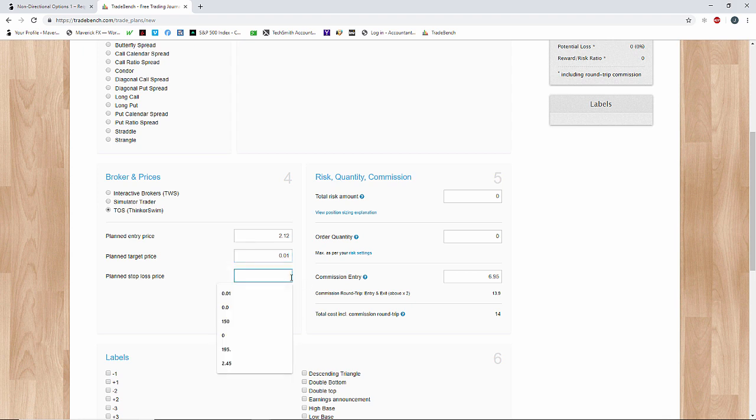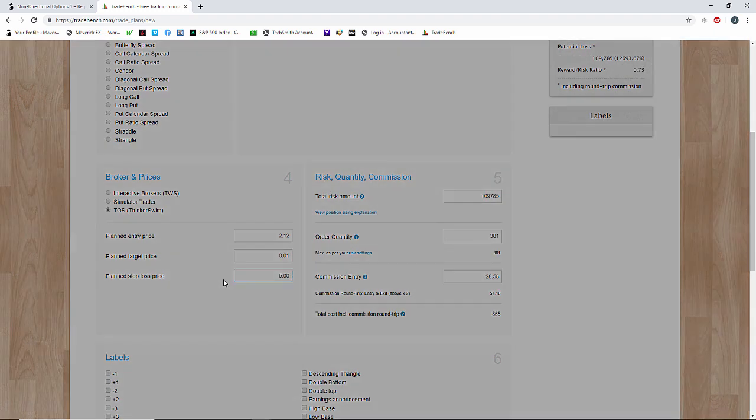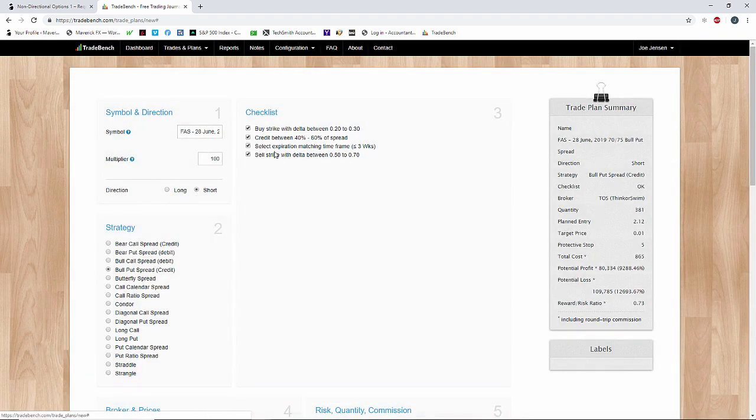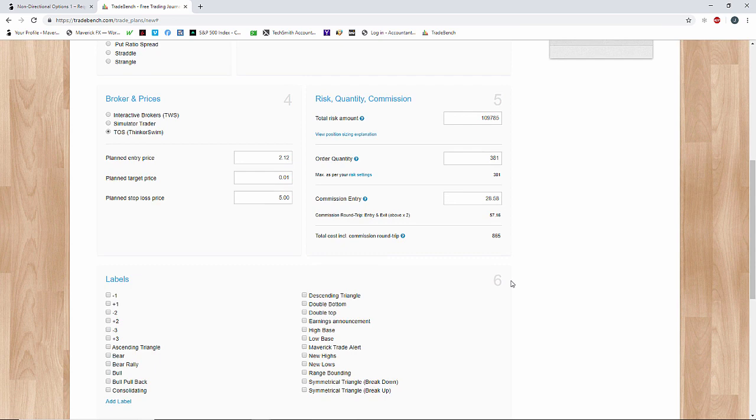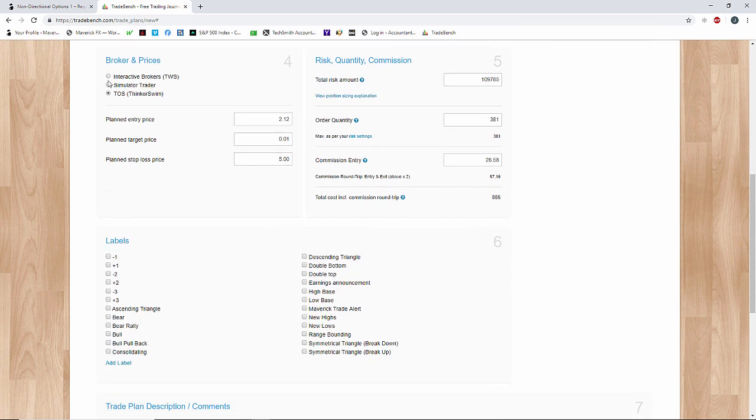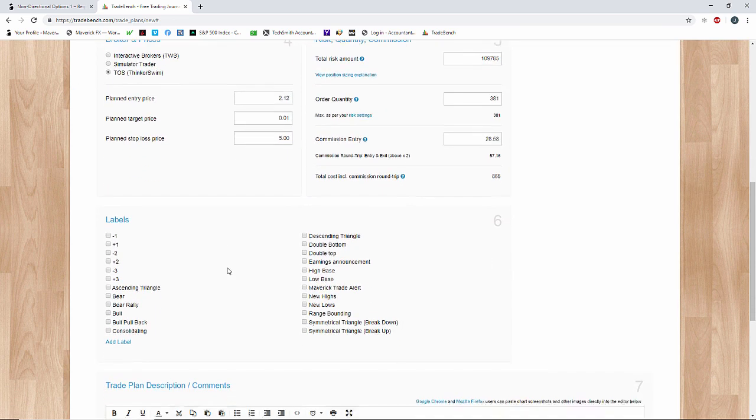Now our stop loss is maximum risk, which in this case is the 70/75 $5 spread. It seems to like it when we do this. All right, very good. So it gives me my order quantity. I can do 381 shares, or in this case 3 contracts, to stay under this $109,000 risk. But yeah, that's a little much. Probably going to do a little bit less than that. It really just depends on how you set up your broker, remember?